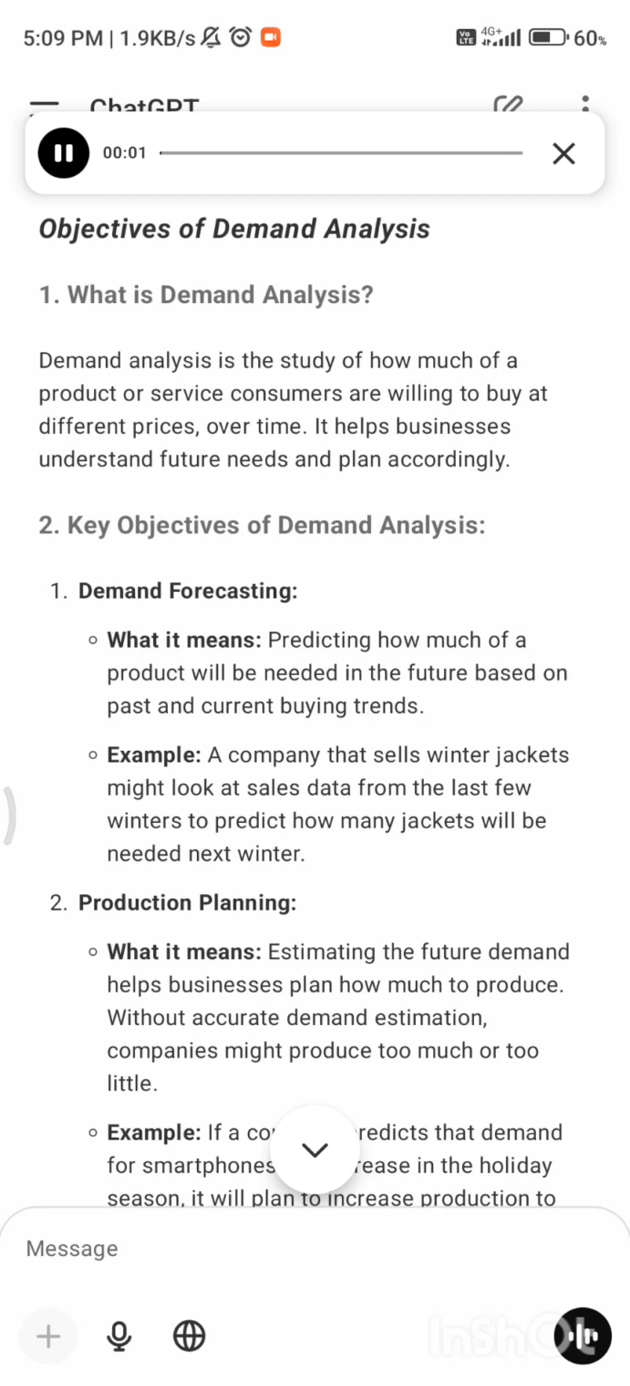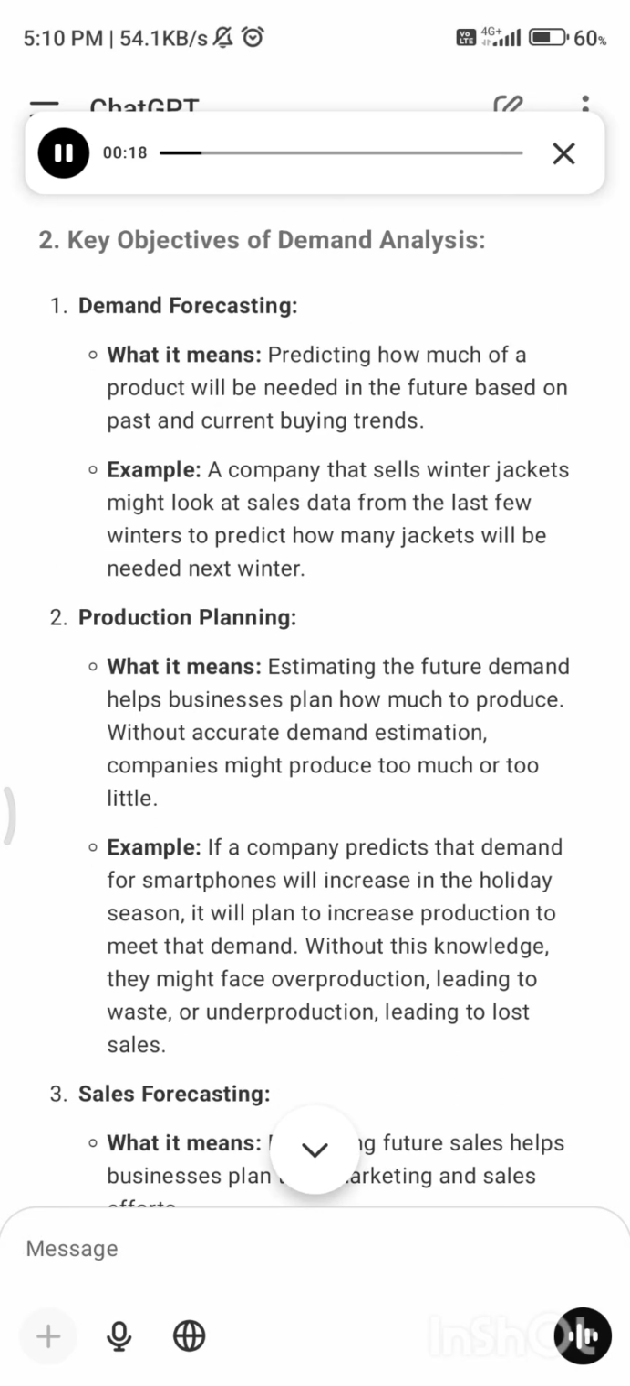Objectives of demand analysis. 1. What is demand analysis? Demand analysis is the study of how much of a product or service consumers are willing to buy at different prices over time. It helps businesses understand future needs and plan accordingly. 2. Key objectives of demand analysis.